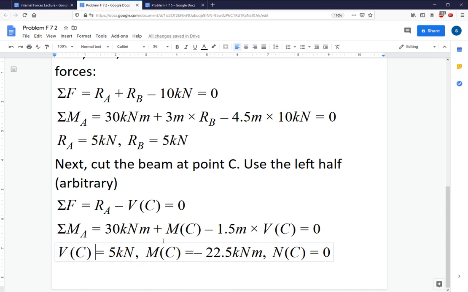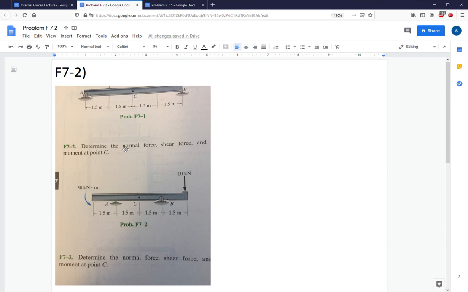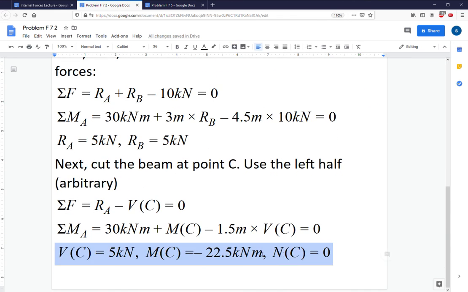And then once we have that, we know everything but the internal moment at C. We can solve that the internal moment at C is negative 22.5 kilonewton meters. And lastly, the question also asked, what is the normal force? There are no horizontal forces. Remember, the reaction at B is 0. So there is no normal, or as we've been calling it, tension force in it. Normal at C is 0.